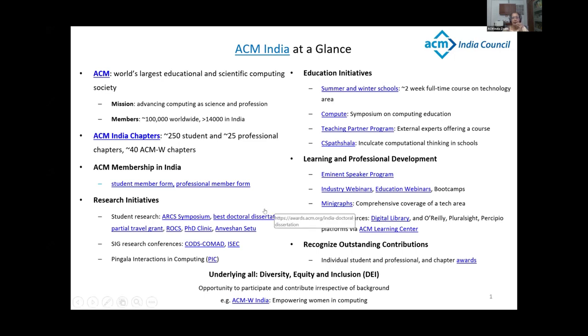ACM India recognizes outstanding contributions in different areas and provides awards during the ACM India annual event. Underlying all of this is diversity, equity, and inclusion, which runs across. ACMW India empowers women in computing. As part of that, the Lady Ada contest is organized, and ACMW hackathons, which are exclusive for women, are also organized.